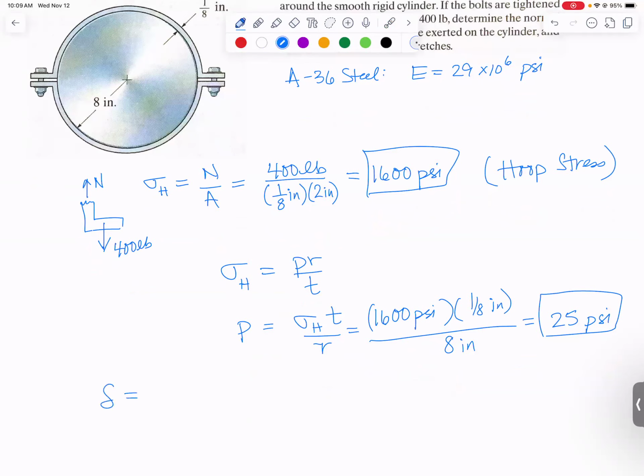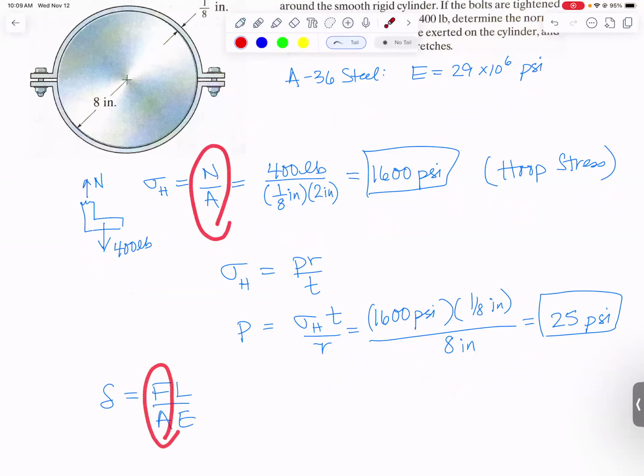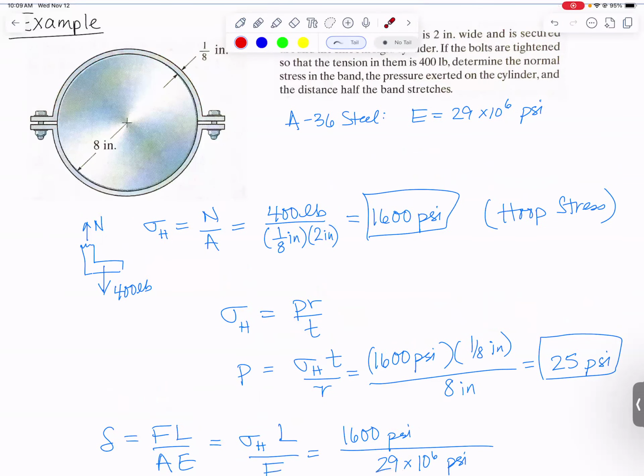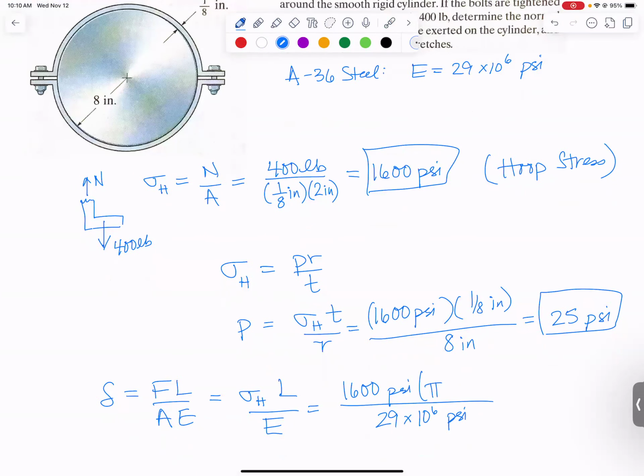We're going to use our deflection equation. It's the force times the length over the area times the Young's modulus. We already found the force over the area right up here. That's our hoop stress times the length that we're interested in divided by Young's modulus. Hoop stress we know, that's 1600 psi. Modulus we know, that's 29 times 10 to the 6th psi. What we don't know is the length of this. You guys know the circumference of a circle is pi times the diameter. The circumference of half a circle would be pi times the radius. Again here, pi times the radius, which is 8 inches. This is the circumference of the half circle.